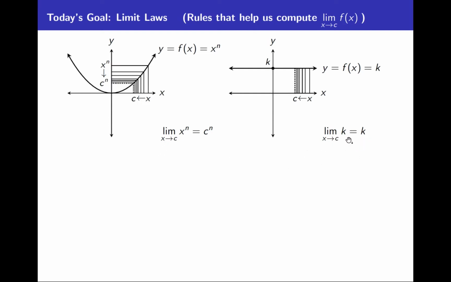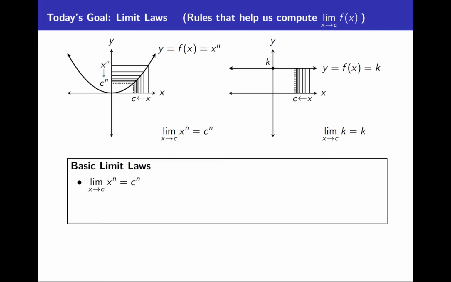These two equations are our first two very simple limit laws. And we're going to record them, and we'll have a lot more. These are basic limit laws. First of all, the limit as x approaches c of x to the power of n equals c to the power of n. And also, as written here, the limit as x approaches c of k equals k, where k is a constant.